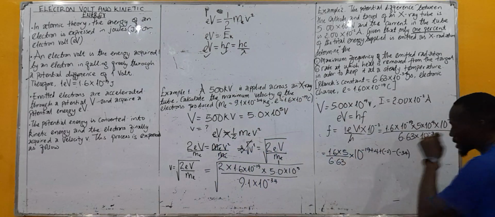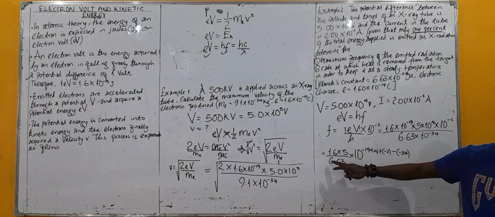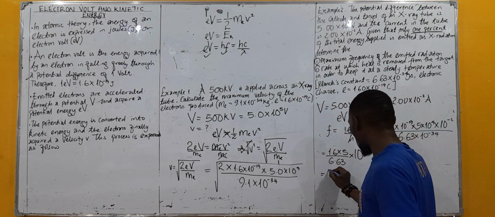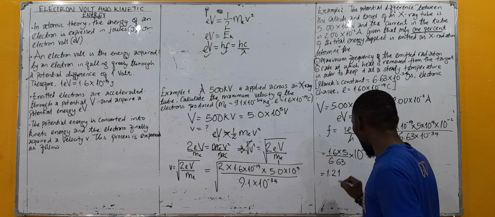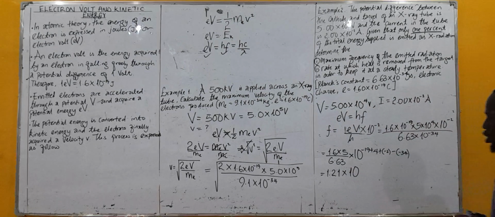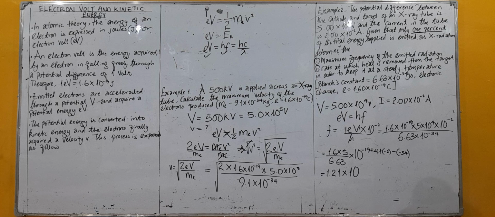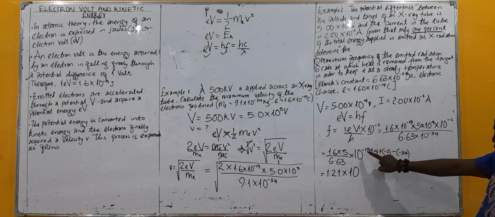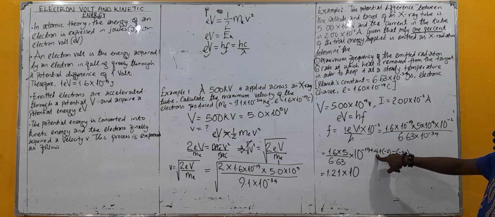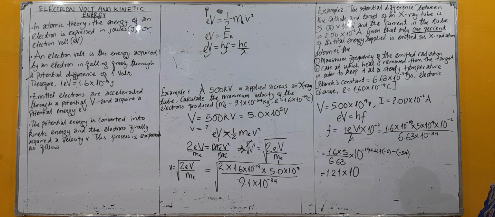So 1.6 times 5 divided by 6.63 is approximately 1.21 times 10 to the power of. Okay, let's do this. Minus 19 plus 4 should give us minus 15.